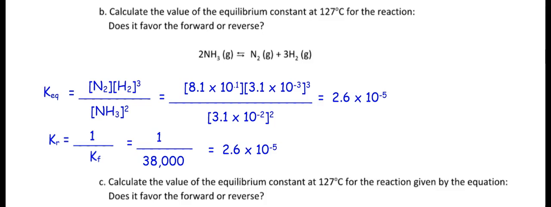All right, let's look at question letter C. It says calculate the value of the equilibrium constant at 127 for the reaction given by the equation. Does it favor the forward or the reverse? What did I do? Look at the difference between C and A. What's the only difference? Oh, you multiplied everything by half, didn't you? Well, let's go the long way.